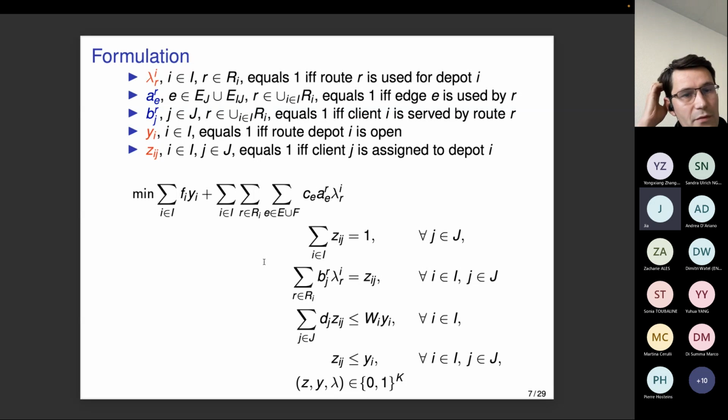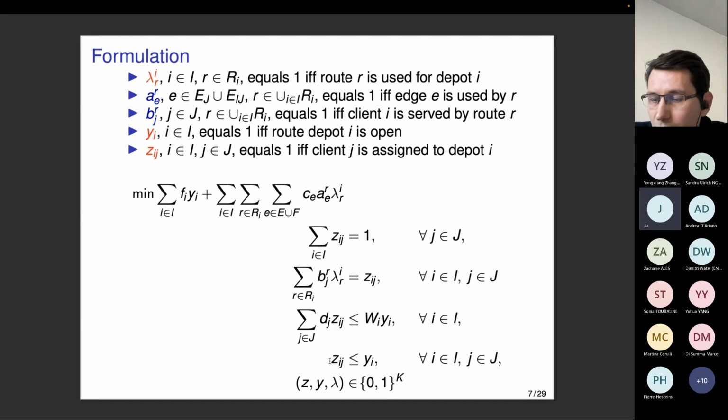Our objective function will be to minimize the sum of the depot opening cost and the routing costs. The first constraints are assignment constraints, that we need to assign every client to one depot. The second set of constraints link the route variables and the assignment variables. The third set of constraints are the depot capacity constraints. It means that we can assign clients only if we open a depot, and if we open a depot, the total demand of assigned clients cannot exceed the capacity of this depot. And the last set of constraints, lambda less or equal to y, are actually redundant constraints, so we don't really need them.